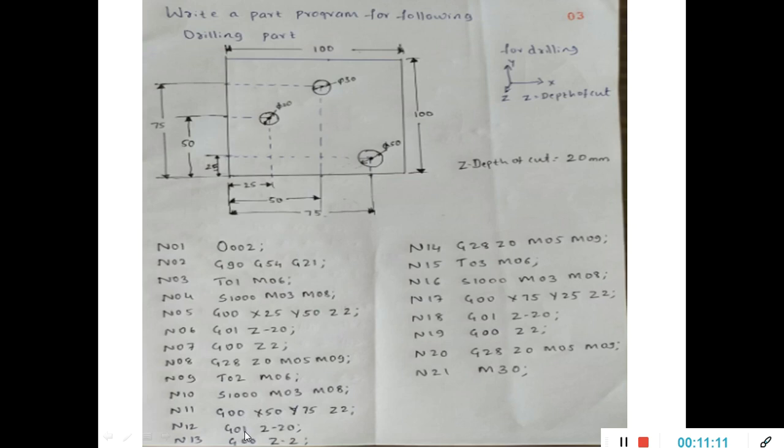Then G01, Z minus 20. Again the tool is penetrating slowly into the work surface with the Z value, depth of cut, as 20 mm. And after completion of this drilling, G00, Z2. Again the drill bit comes out of the workpiece and stays at 2 mm above the surface. Again for the next drilling, it should go to the home position. G28, Z0, M05, spindle off, M09, coolant off.